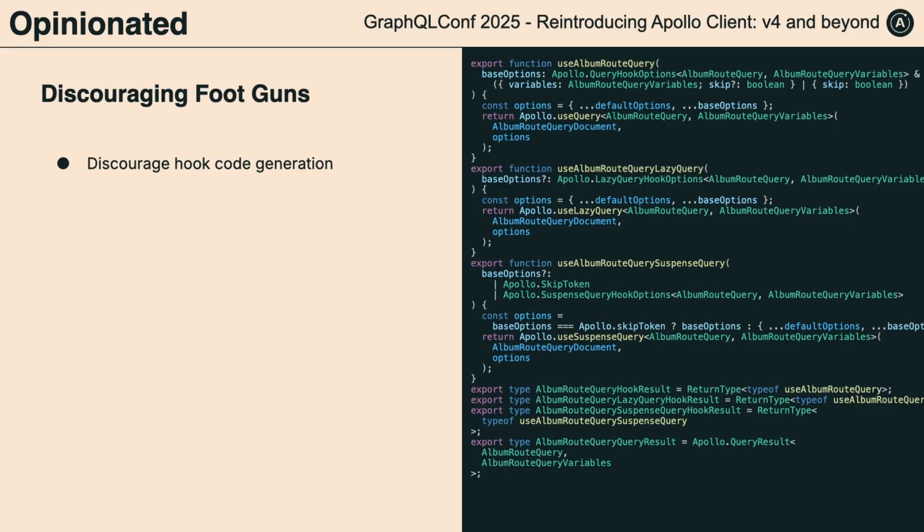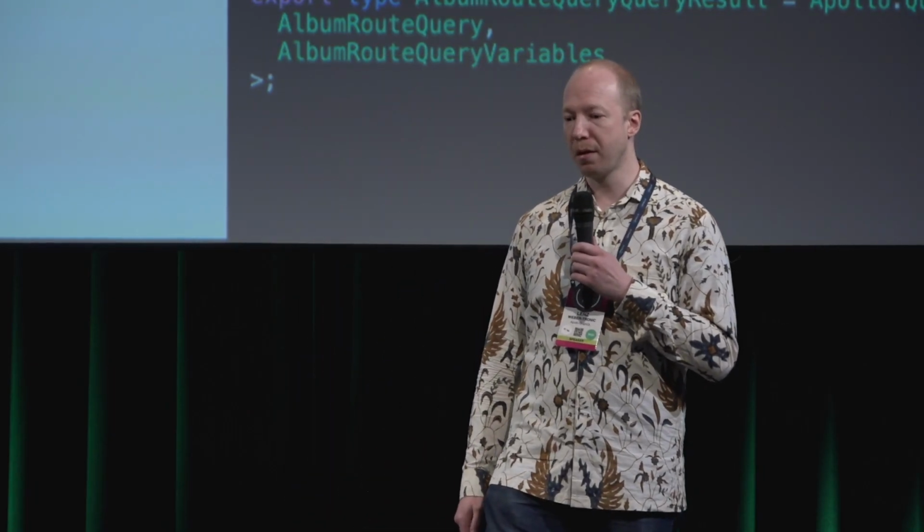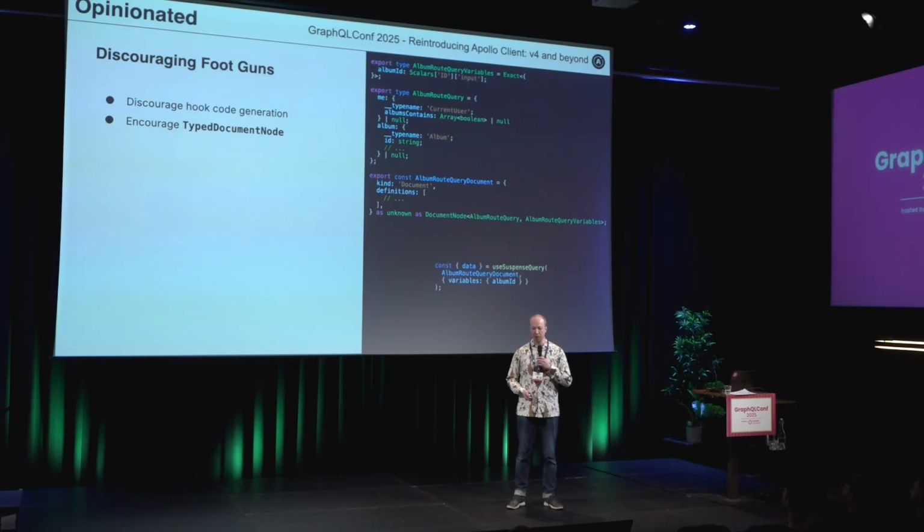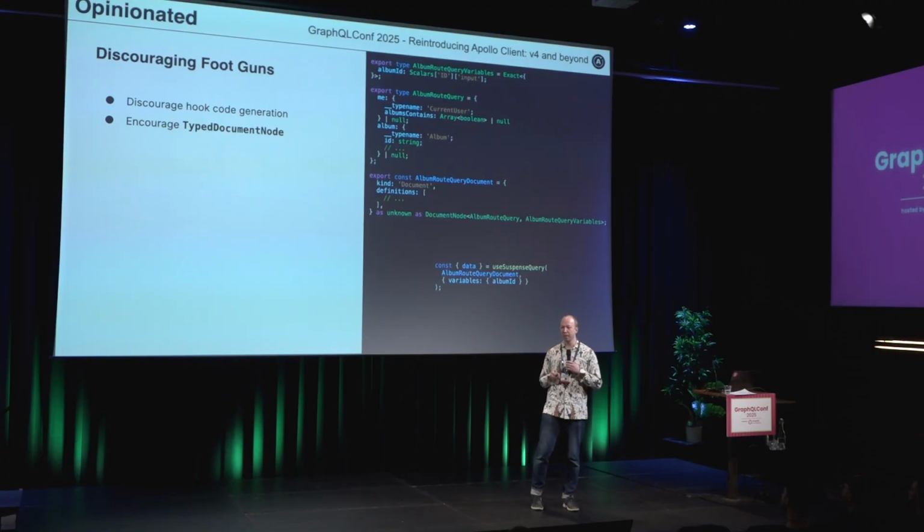There was this pattern of using CodeGen to generate hooks, and then we added more hooks. So if you had one query, suddenly you had useAlbumRouteQuery, useAlbumRouteLazyQuery, useAlbumRouteSuspenseQuery, I don't know what else, but you had a few. And what you could do instead is you create a typed document node, and then you just use that typed document node with any of those hooks directly. You don't generate a lot of code, and you still have the same level of type safety.